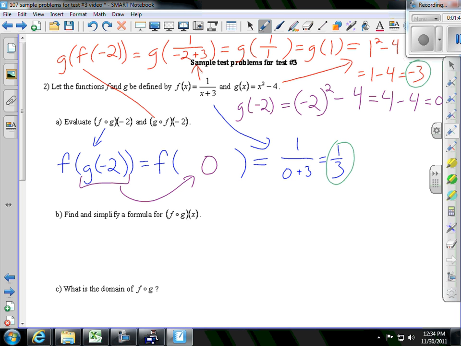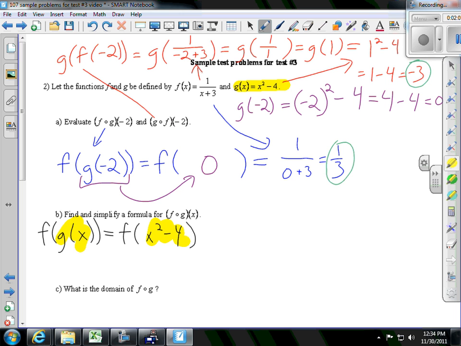Part B, find and simplify a formula for f circle g of x. So again, I'll write it this way first, f of g of x, and work from the inside out. So in here we put g of x, which is just the rule x squared minus 4. So g of x, which we found up here, it becomes x squared minus 4.